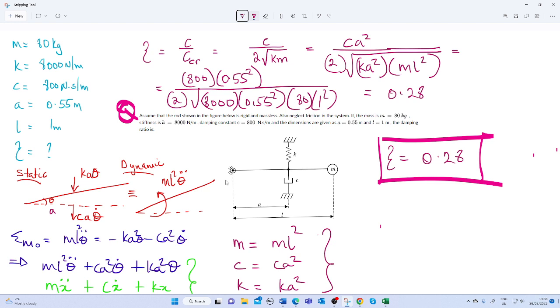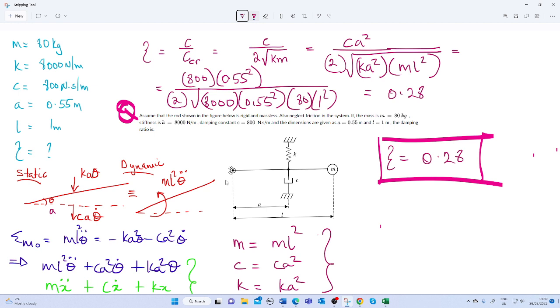Now let's read through the question given to us today. Assume that the rod shown in the figure below is rigid and massless. Also neglect the friction in the system. If the mass M equals 80 kg, the stiffness K equals 8,000 Newton per meter, the damping constant C equals 800 Newton seconds per meter, and the dimensions are given as a equals 0.55 meter and L, which is the total length, equals 1 meter. Now calculate the damping ratio of the system.